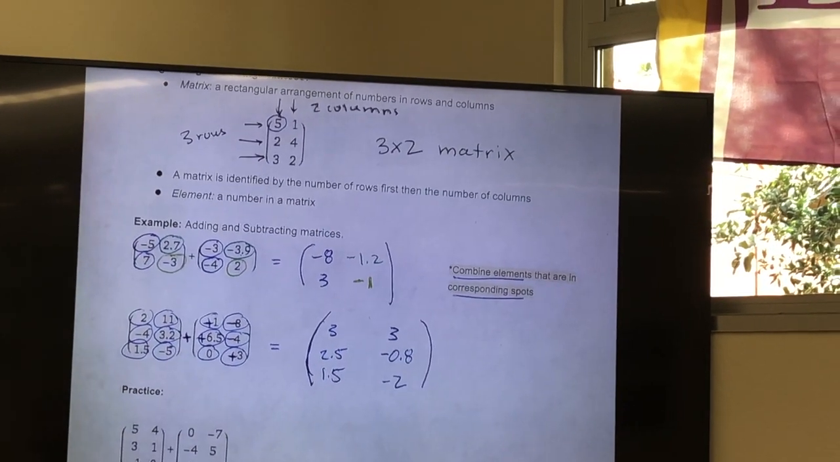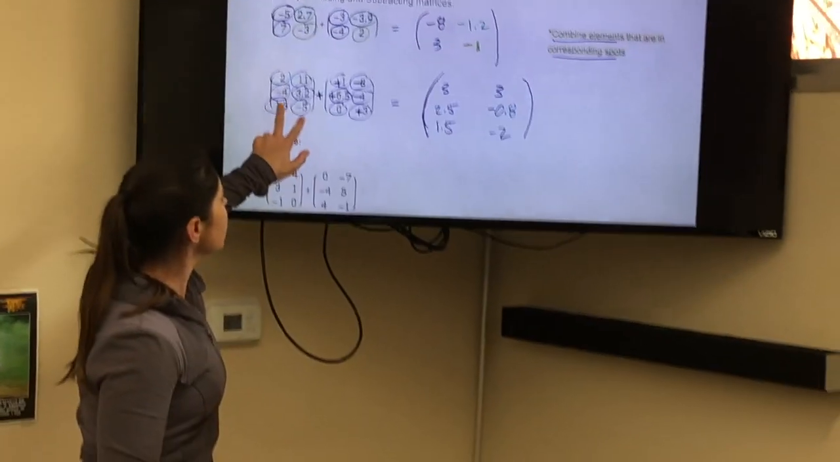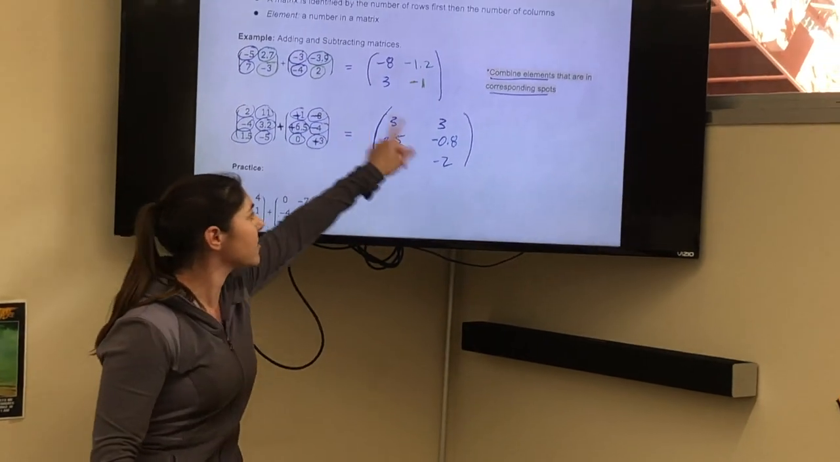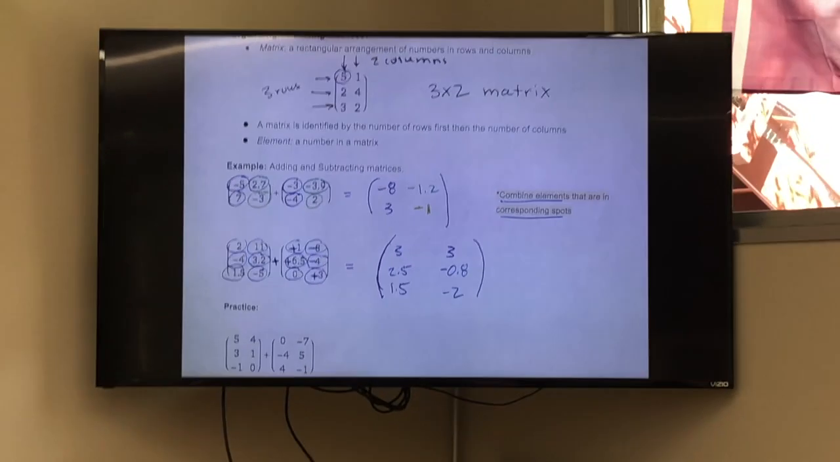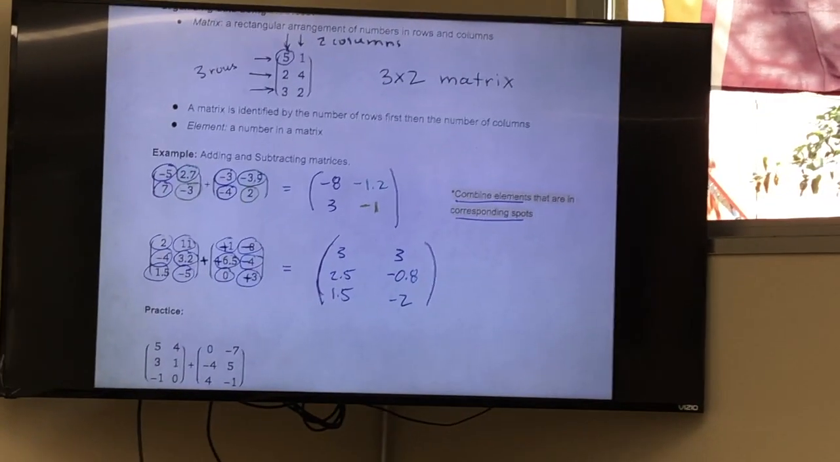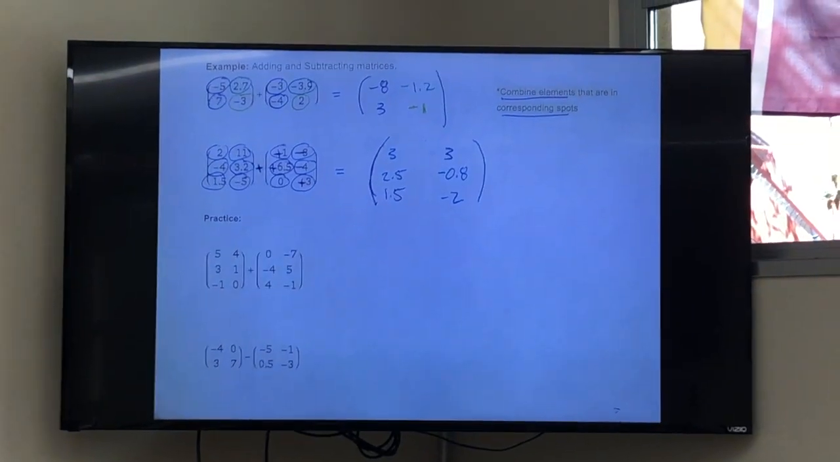So again, these started out as 3 by 2s, 3 rows, 2 columns, and it ends up as 3 rows and 2 columns. So they always end up the same size as the original, and they must be the same size. All right, go ahead and pause the video and try these easy examples on your own. All right, let's see how you did.